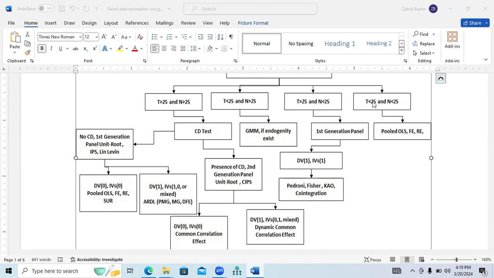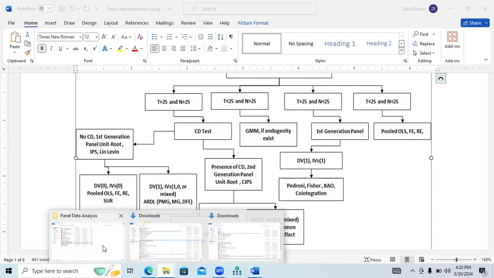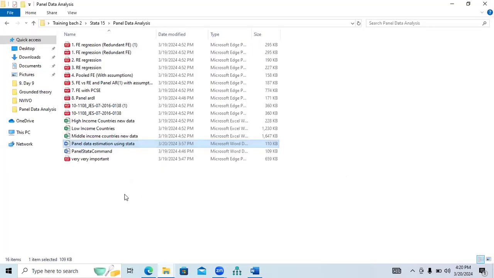First, we are going to consider the case where T is less than 25 and N is also less than 25. So we suppose that we are considering this one as a starting point. How will we deal with this? I am going to share with you a data set for your consideration.